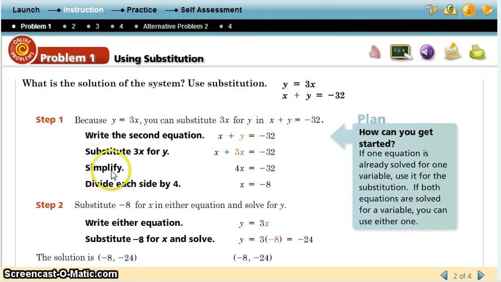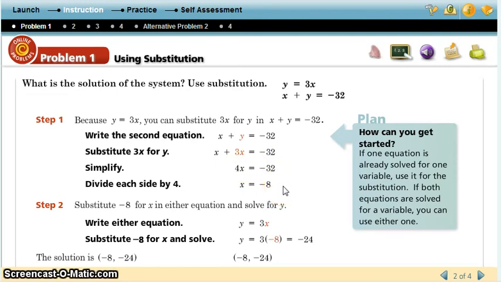And then we just simplify. Y was 3x, so I replace the y with 3x. X plus 3x gives me 4x. 4x equals negative 32. I haven't done anything to the right-hand side here. And then you just simply divide both sides by 4. You solve this one-step equation and you get x is negative 8.